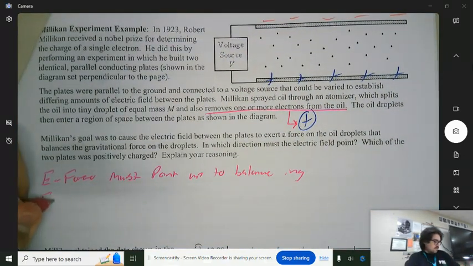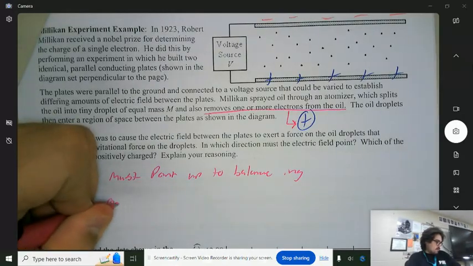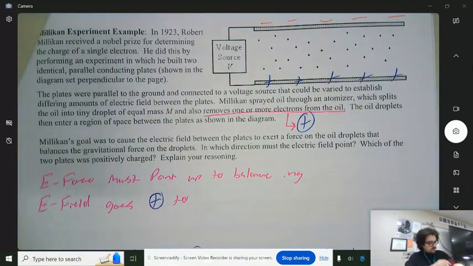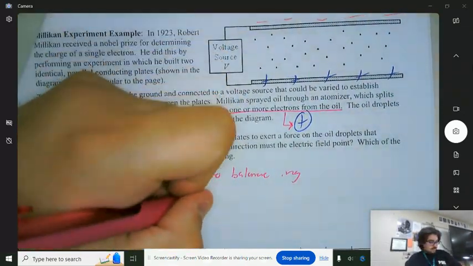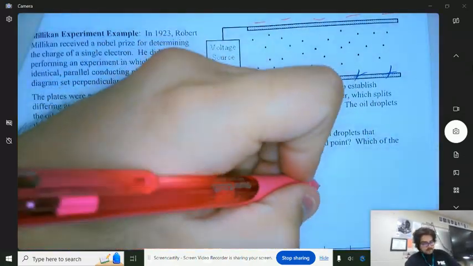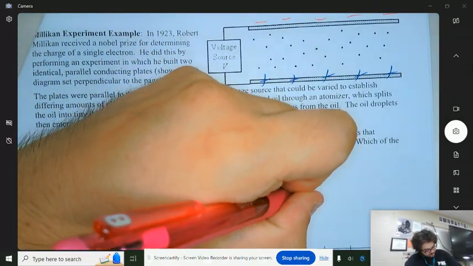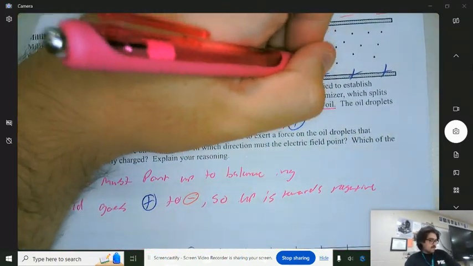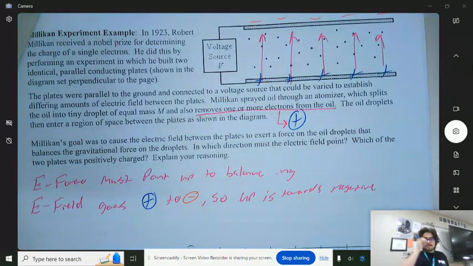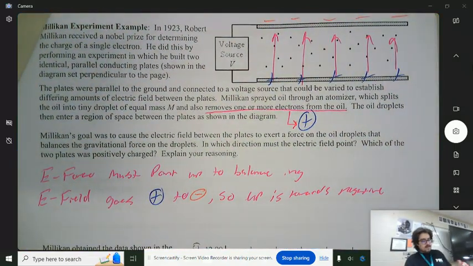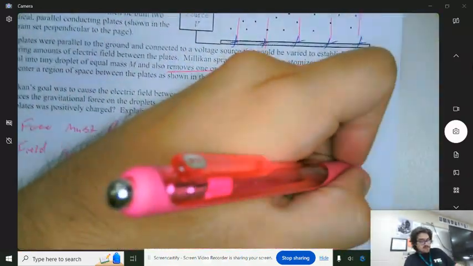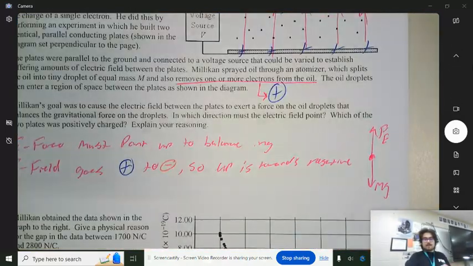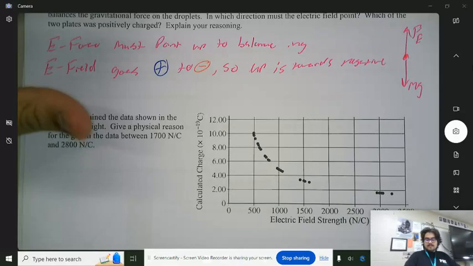If the E field goes positive to negative, okay, so up is towards negative. So the electric field's going to go like this, okay? So then if we drew a free body diagram for the droplets, you would see it would have mg going down and it would have the electric force going up, okay? The data is provided here.